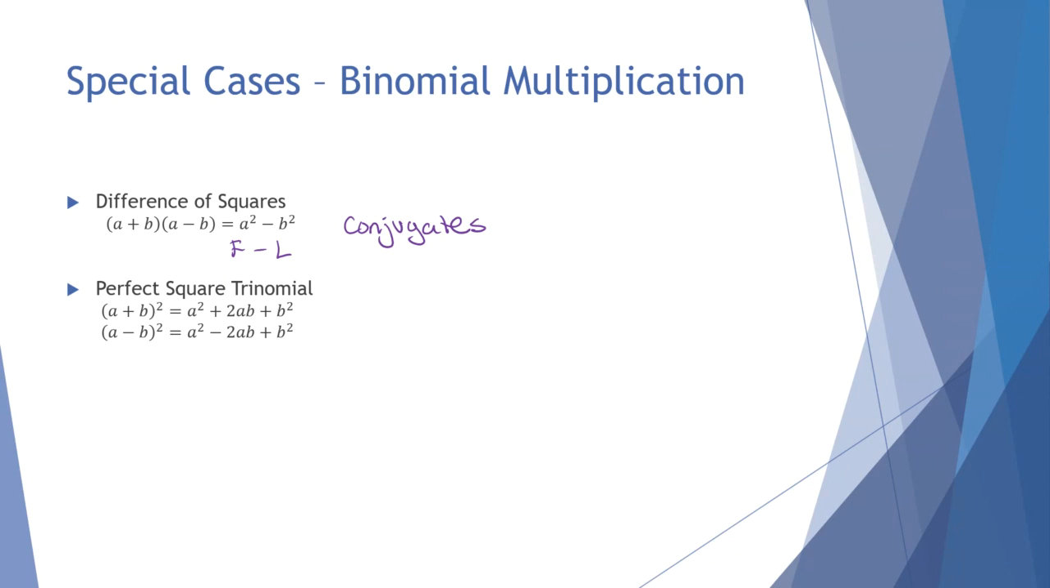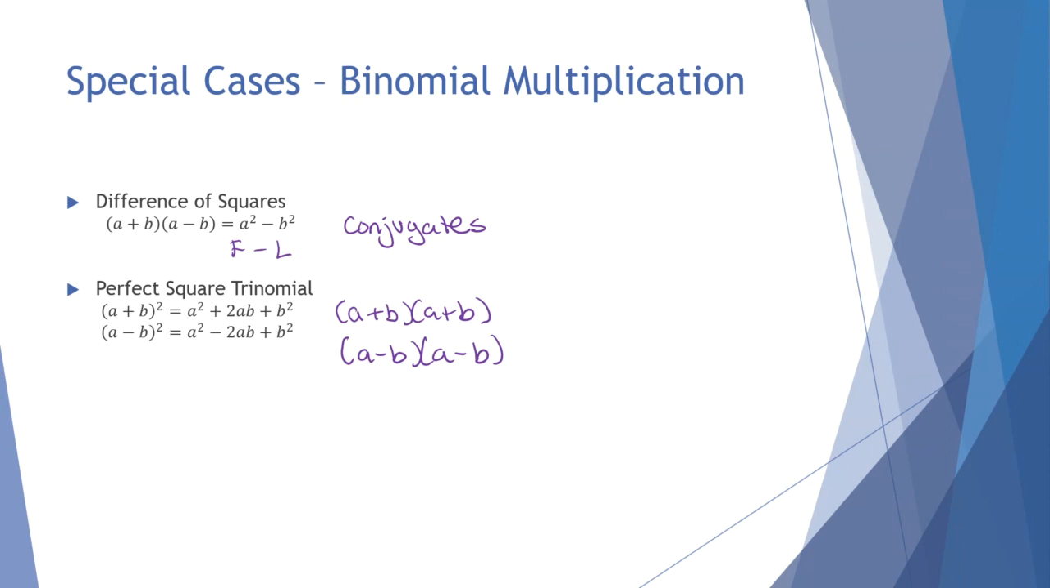Then we have what's called the perfect square trinomial, where you have the same thing and it's squared. So that is basically saying that you have the same thing multiplied by itself. So instead of a plus b squared, that's a plus b times a plus b, and then a minus b times a minus b. And those have this special form.